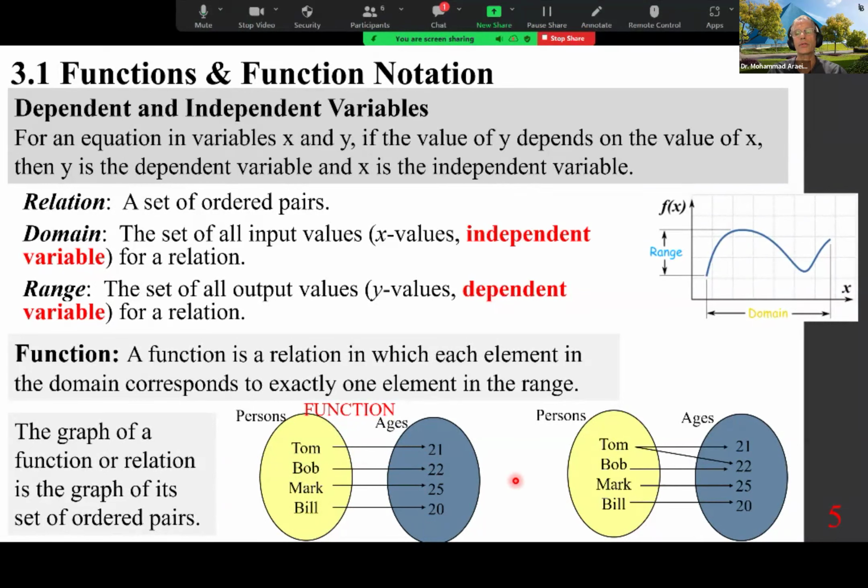This represents a function. However, if you look at this one, Tom, comma 21, Tom, comma 22, since Tom repeats, this fails to be a function. So this is not a function. Tom can't be 21 and 22 at the same time.